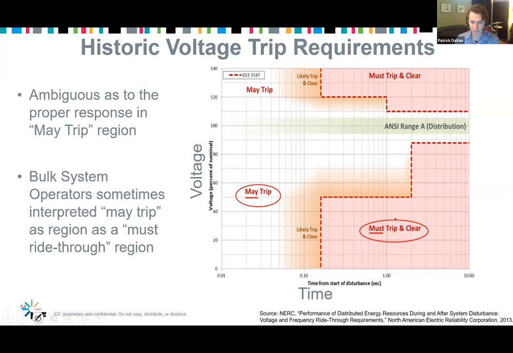In the legacy standard, IEEE 1547-2003, the most important region was really this must trip and clear. That was well defined. There was one response, tripping when you entered that region, very clear. What wasn't as clear is this whole entire region to the left, this may trip region. Some bulk system operators interpreted this as a ride-through region where the DER wasn't going to trip. But in reality, the DER had that option. It could trip, it could not trip. It was completely undefined. So that's problematic from a bulk system operator standpoint, and very problematic from a modeling standpoint if you don't know what the response is for a very wide region.